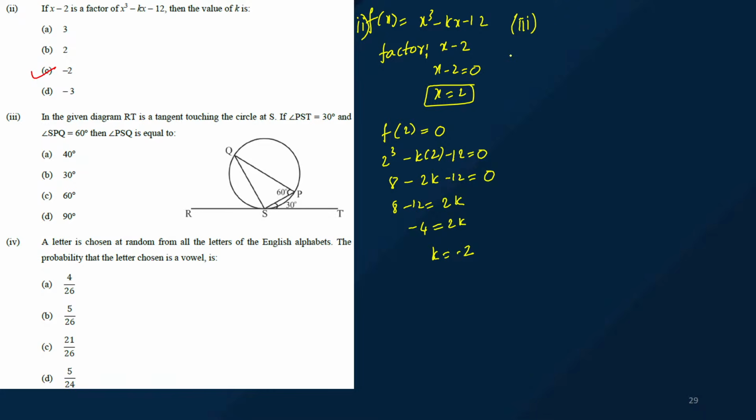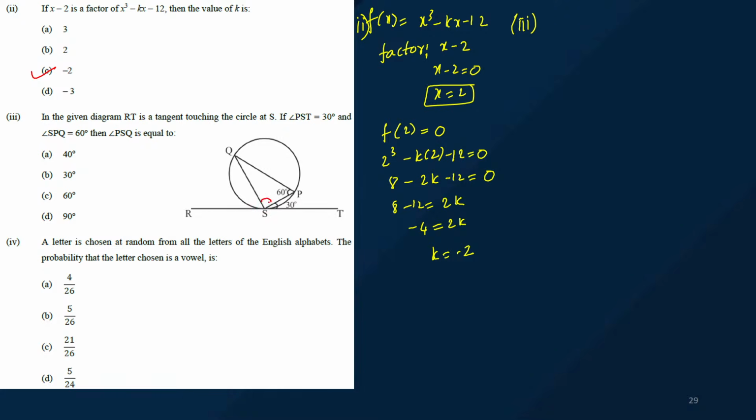Pay attention. In the given diagram, RT is a tangent touching the circle. Okay, here RT is the tangent and S is the point of contact, and PST is equal to 30 degrees. It is given. Clear? PST is 30 degrees, and you are asked to find PSQ, and SPQ is equal to 60 degrees. They have given you SPQ as 60 degrees, right? How much is PSQ? That is the question. Now, what does this mean?